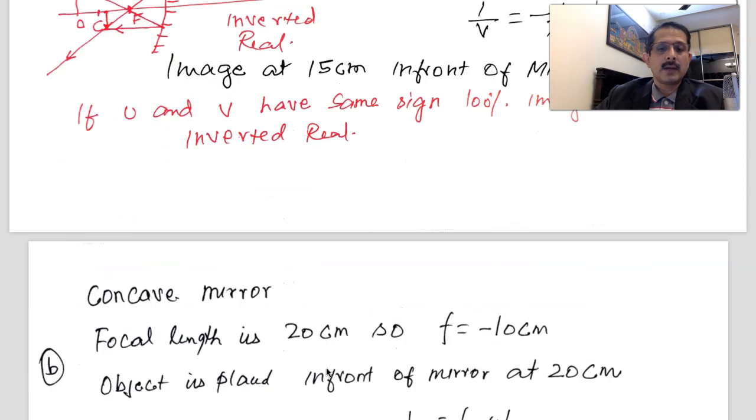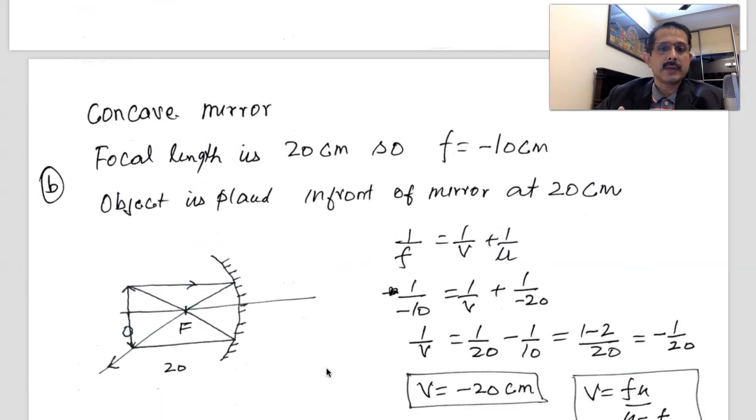Okay. Let me quickly move to the second question, the second part of this question. Now in the second part, we have focal length equal to 20 centimeter. So F, as we already discussed, is equal to minus 10 centimeter. It is the same as it was in the first portion. And the object is placed in front of the mirror at 20 centimeters. So if I draw this figure, this is 20 centimeter.